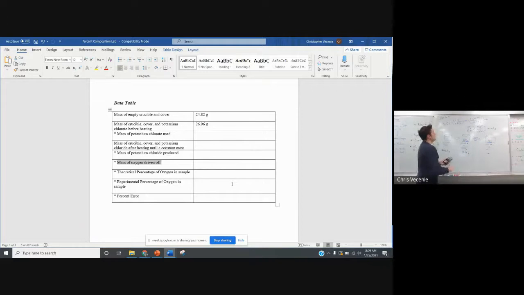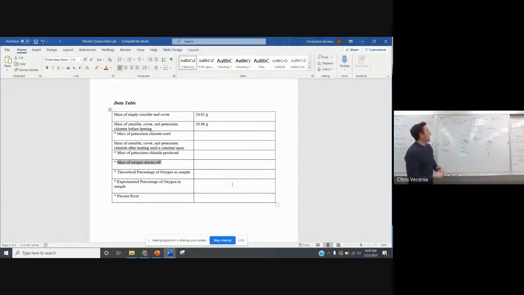All right, so now I just finish out the problem. My 35.45 divided by my 122.55, right, times 100. And I determined that 28.93% of this compound is chlorine.